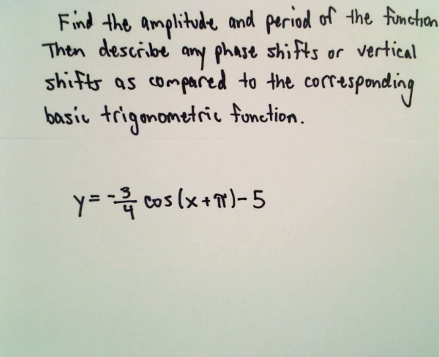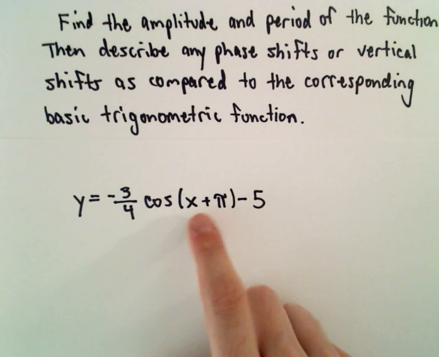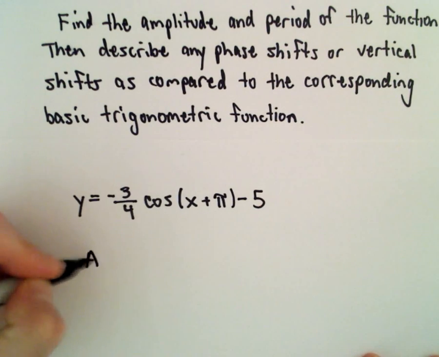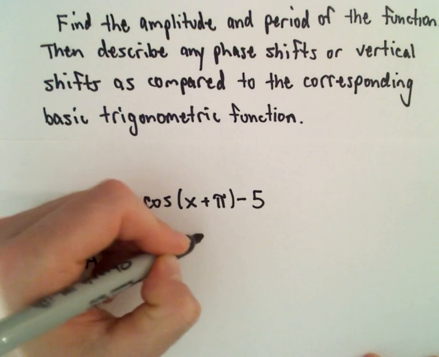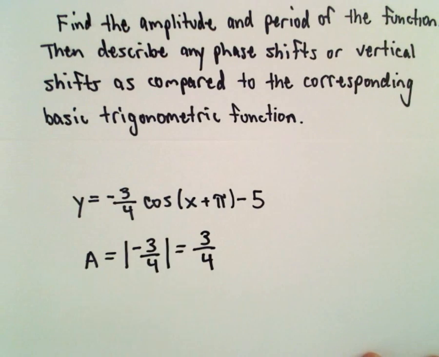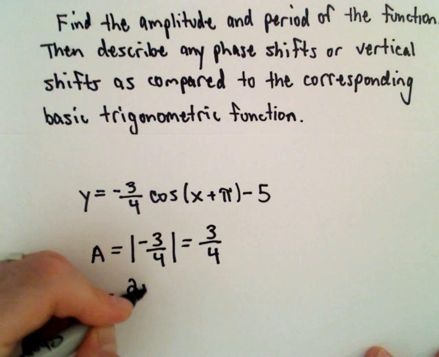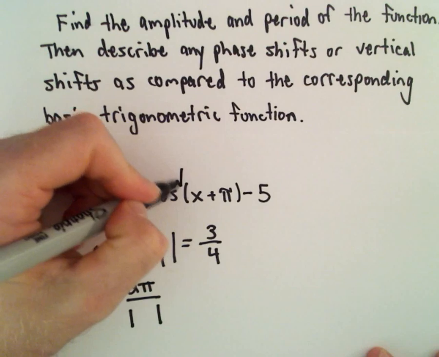Okay, here we're going to find the amplitude, period, phase shift, and vertical shift of the function y equals negative 3/4 cosine of x plus pi minus 5. So the amplitude will be the absolute value of negative 3/4, which will give us 3/4. That'll be the amplitude. The period is going to be 2 pi divided by the absolute value of b.